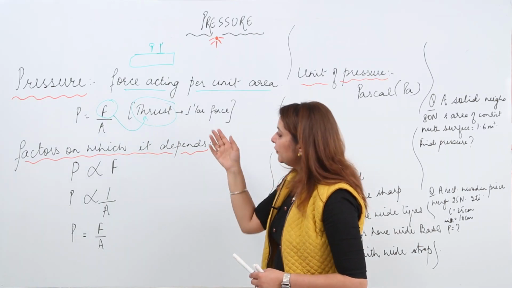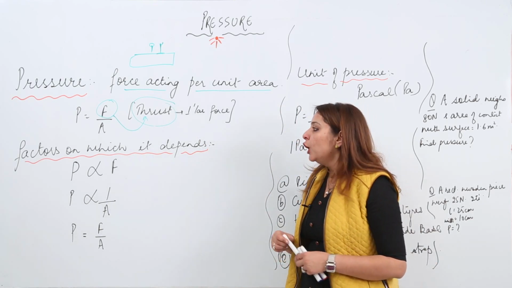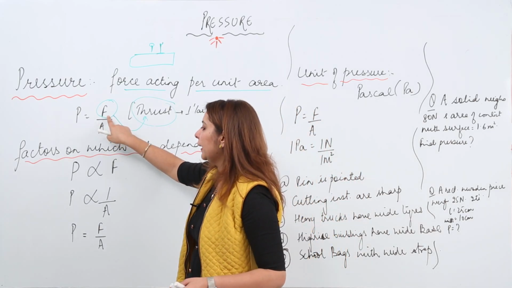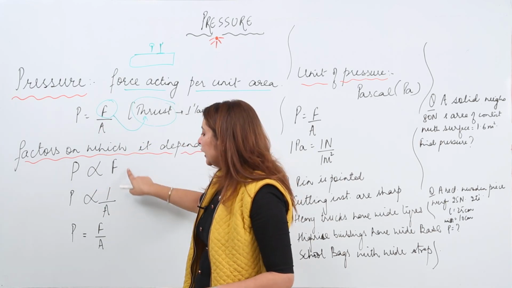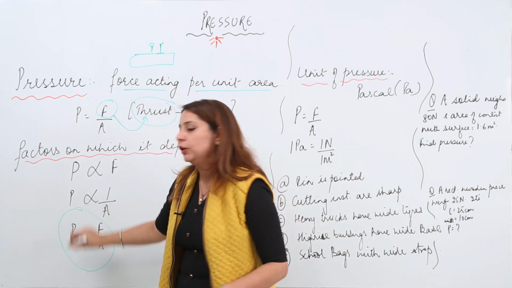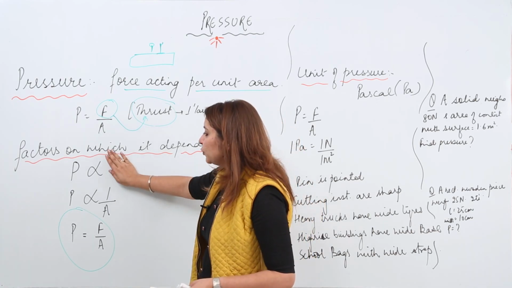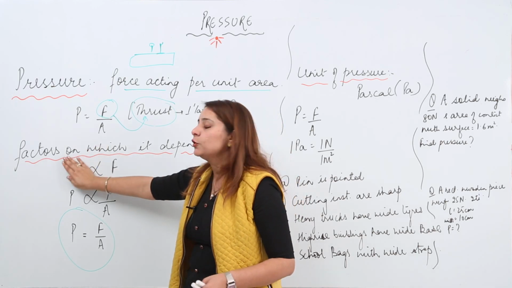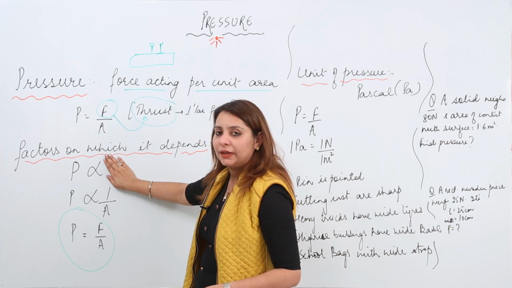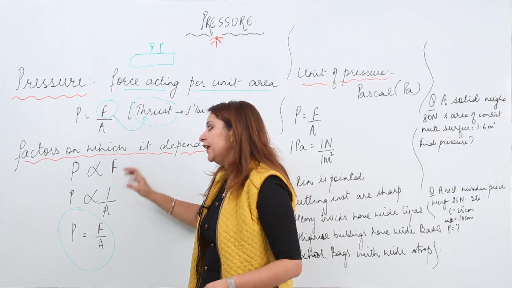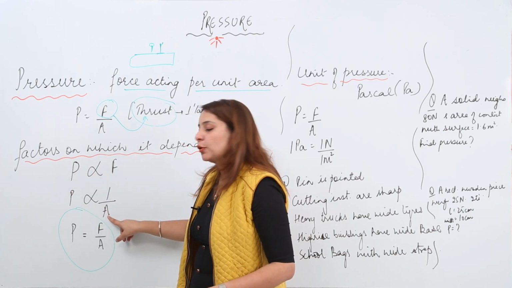Now if we look at the formula, we can make out the factors on which the pressure depends. Pressure is directly proportional to force and inversely proportional to area. Clubbing both, we get this formula, that is P is equal to F upon A. When I say it is directly proportional, it means when I increase the force by some amount, the pressure also increases by the same amount. Likewise, if I decrease the force by some amount, then by an equal amount the pressure is going to get reduced. And as I told you, it is inversely proportional to area.